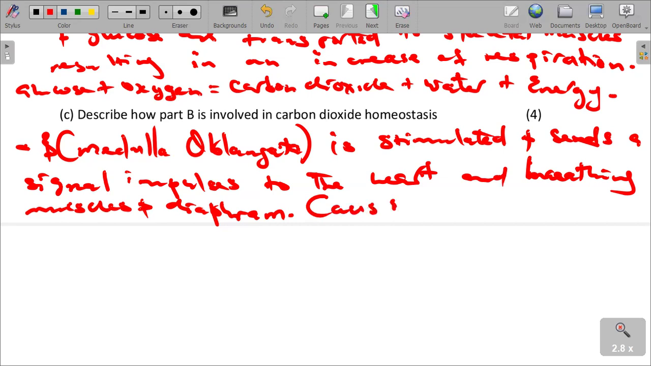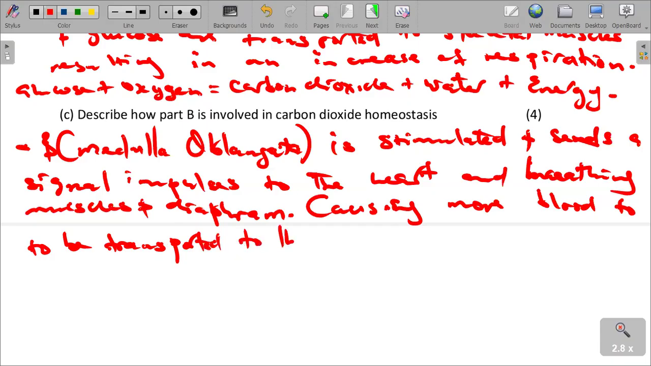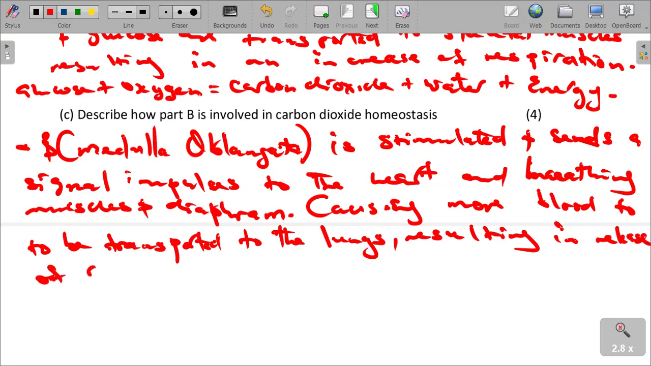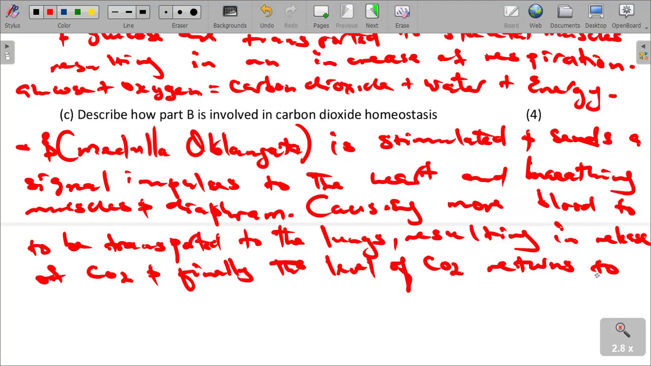causing more blood to be transported to the lungs, and carbon dioxide is exhaled fast, resulting in release of carbon dioxide, and finally the level of carbon dioxide returns to normal.